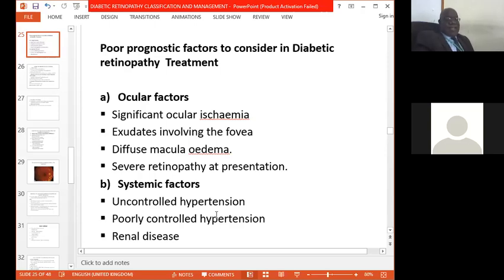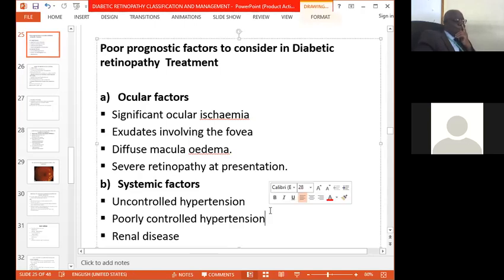Apart from that, I think they left out uncontrolled diabetes itself. Because some diabetics, you tell them to take so much, so much, but someone doesn't want to take the medication. Once you reach such a stage, it's very difficult to help that patient.